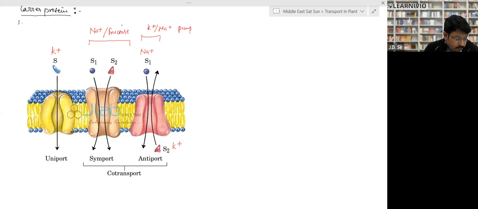Co-transport. Some carrier proteins allow transport only if two types of molecule move together.